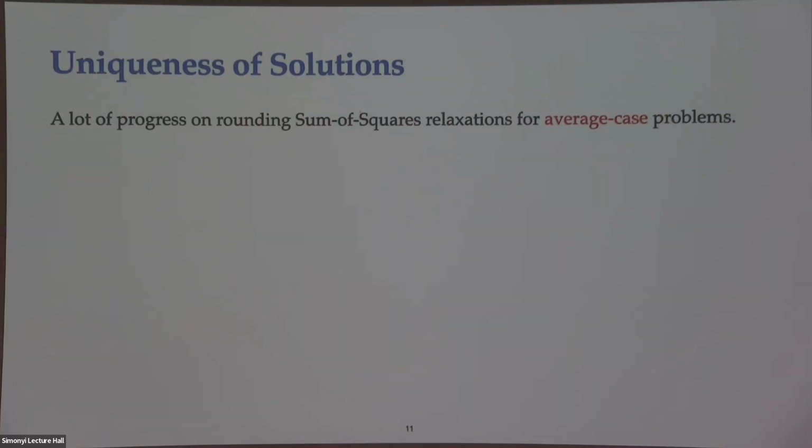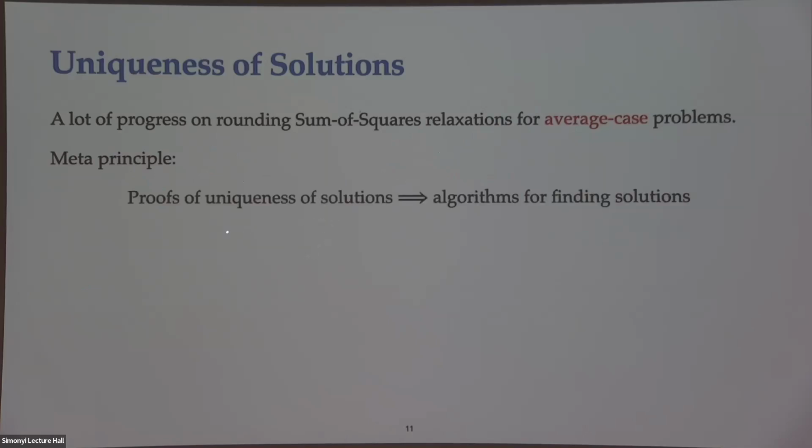a discussion on uniqueness of solutions. There has been a lot of progress on rounding sum of squares relaxations for average case problems. And in a lot of these papers, there's implicitly a meta principle, which states that if you're able to prove that the solution is unique, then roughly there's an algorithm to find that solution. This is like a meta principle, a high-level idea.